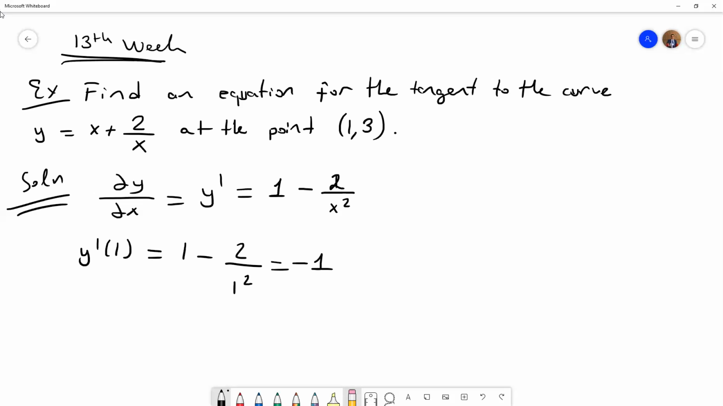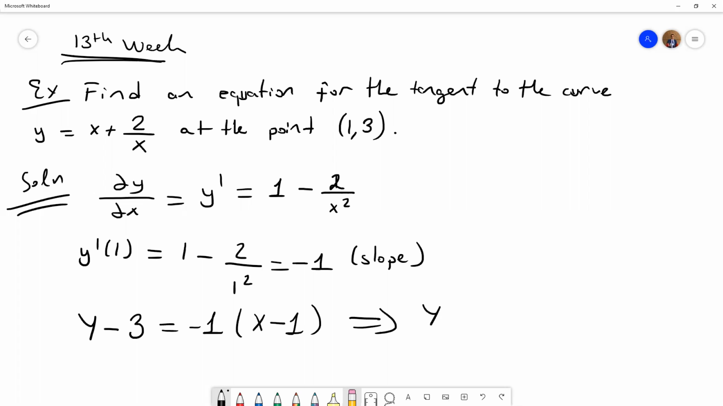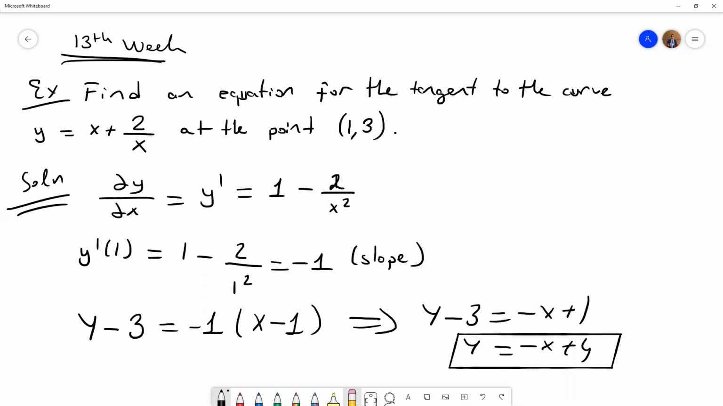So finally, this minus 1, you see, is the slope. So we have the point and the slope. So we can easily write the line. So here, ordinate and slope here, and x minus 1 abscissa here. So that is y minus 3 is equal to minus (x minus 1), that is y equals minus x plus 4. This is the tangent line at the point 1, 3.